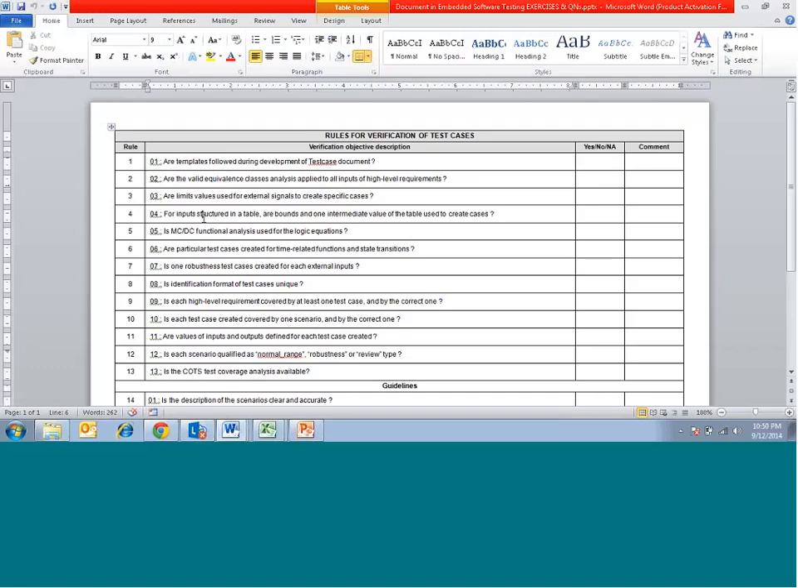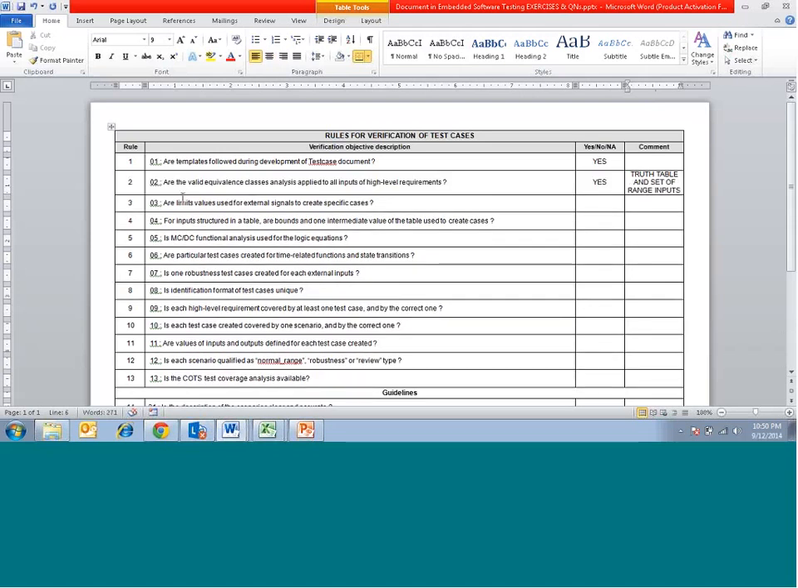Okay. First one, are templates followed during the development of the test case document? Yes, we had a test case document template which we have followed, right? Yes. Are the valid equivalence classes analysis applied to all inputs of high level requirements? Yes, we had seen the equivalence classes in terms of the complete truth table and all that, and the set of range in terms of inputs we have considered.